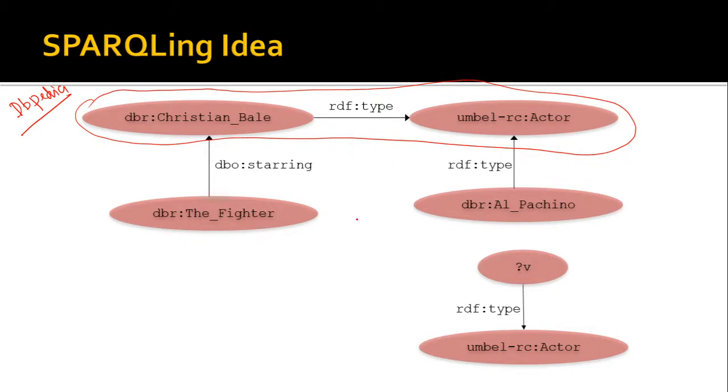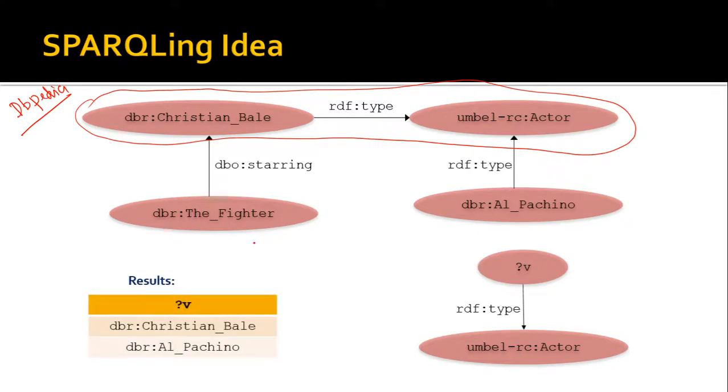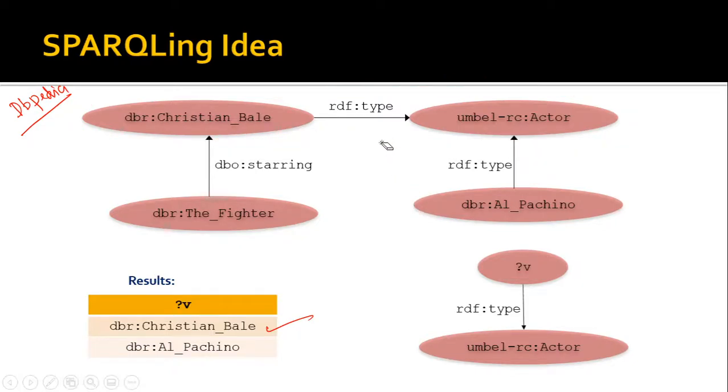So we can take Christian Bale as our output, or binding, of the variable V, right? So we try it out with the other triple that we have in the graph. For example, this one, we have a match here. So we output Al Pacino, right? So we get another result.